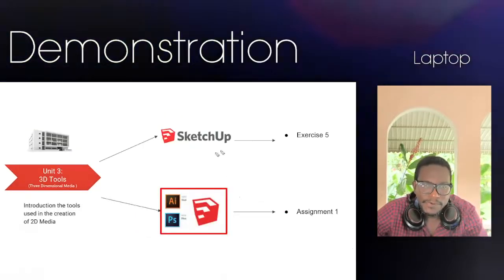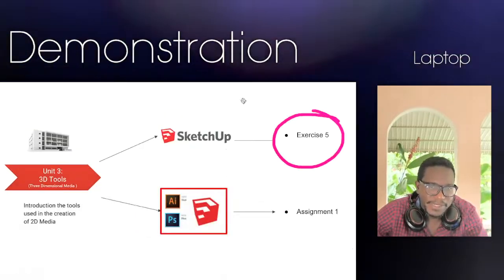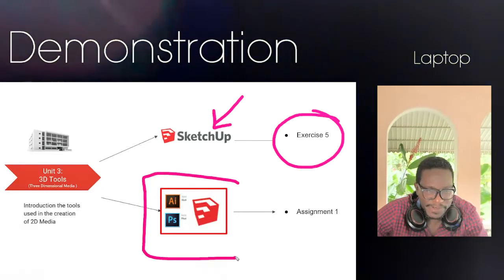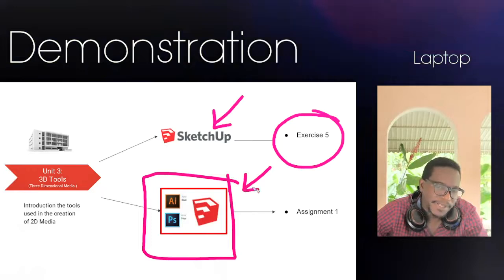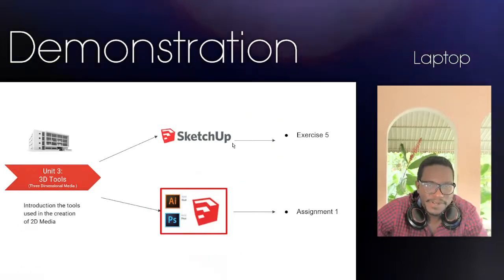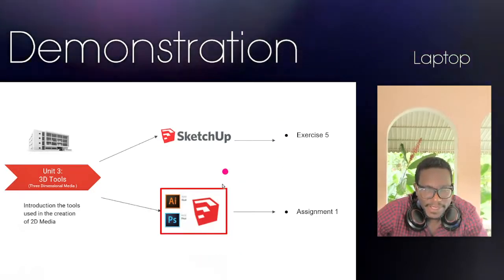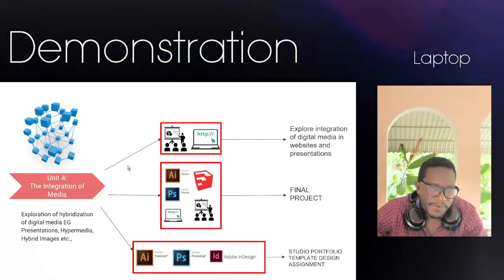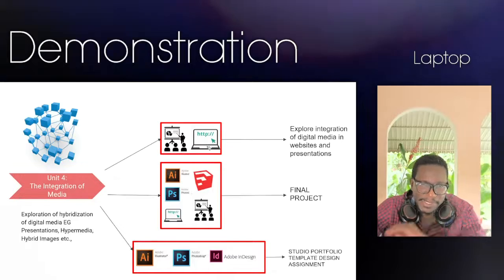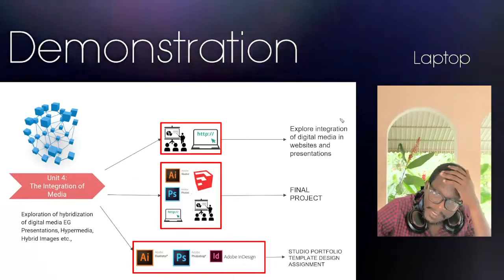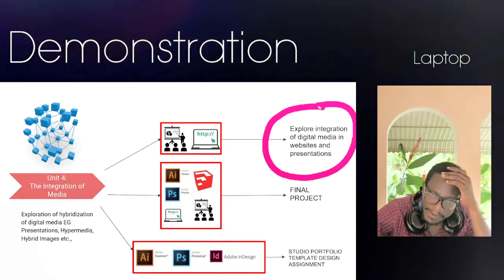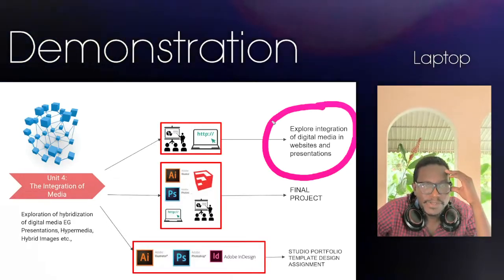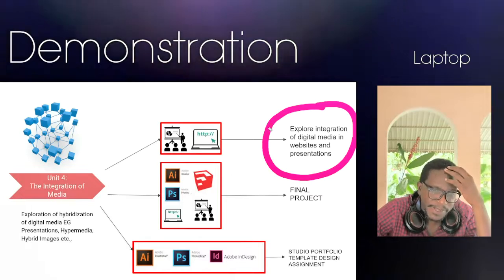And in unit 3, when we move to 3D, we're going to do another exercise using SketchUp. And then we're going to check out an assignment where we put all of it together to complete a particular task. So that's pretty straightforward here. Then in unit 4, which is basically combining all of these together, we are going to look at the world of the web and how we can leverage the internet to help us show our digital media.